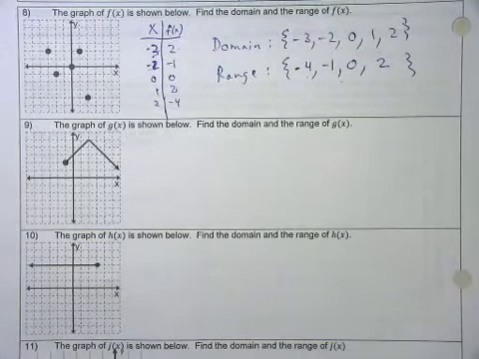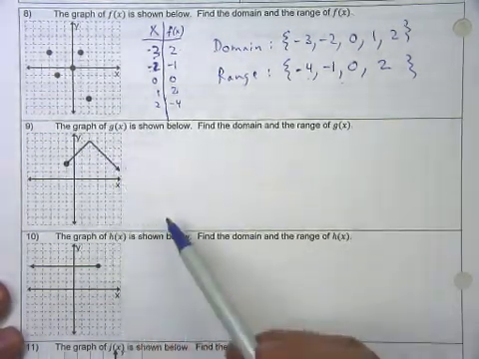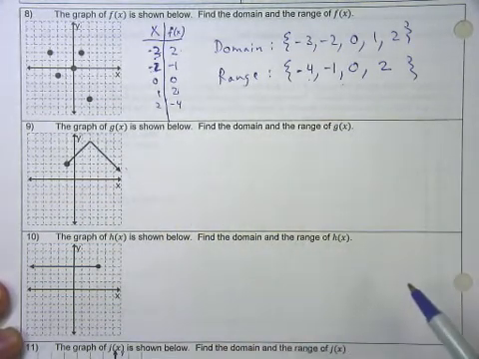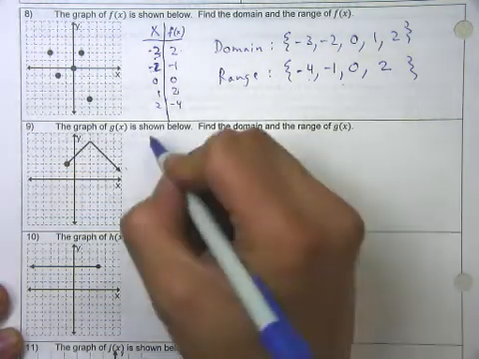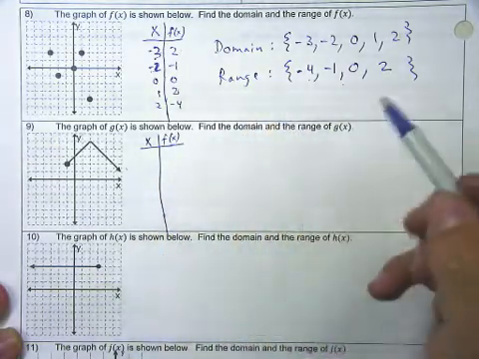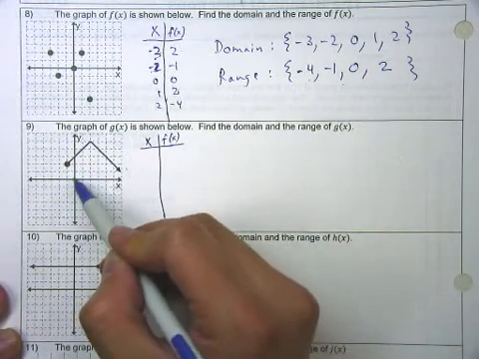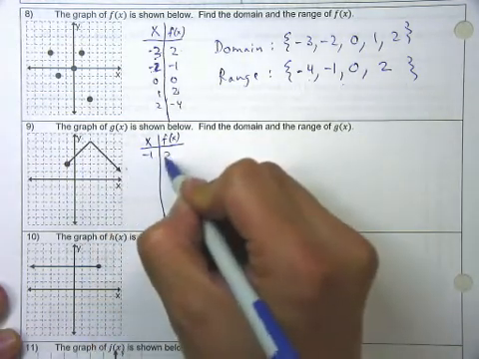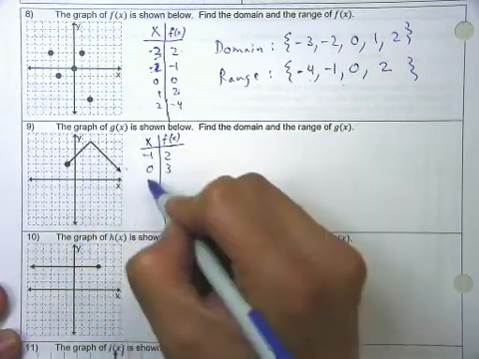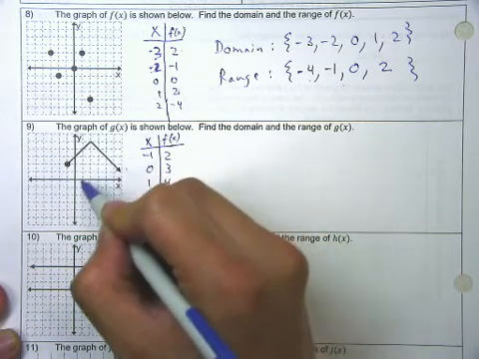All right, let's look at number 9. We have this kind of funky graph here. We want to find the domain and the range of this graph. One strategy that you can use is, again, we can list some input and output values here. You don't have to list all the points you see. Let's start with this one. This is -1, 2. This one is 0, 3. This point here is 1, 4. This is 2, 5.